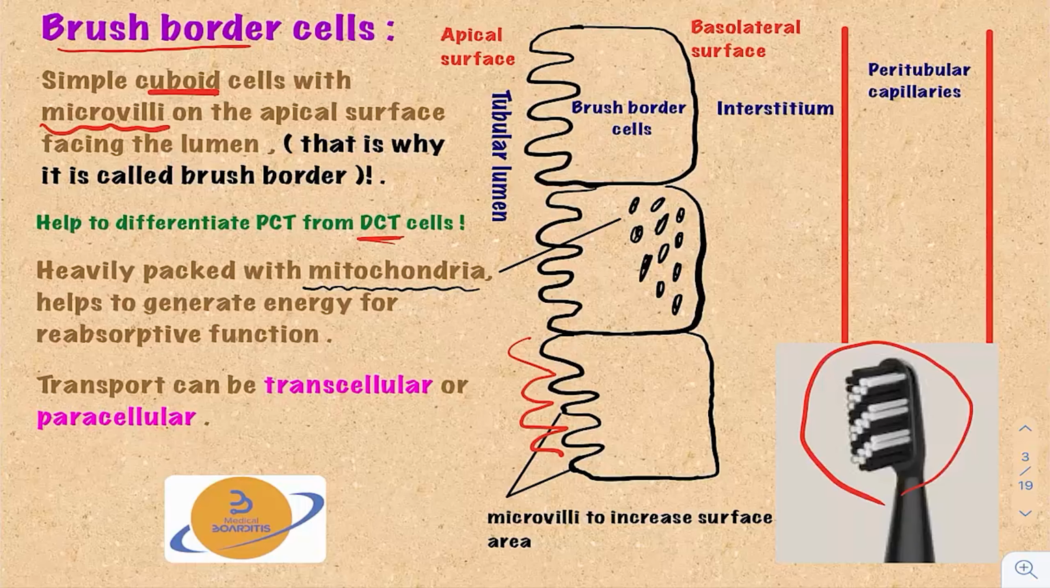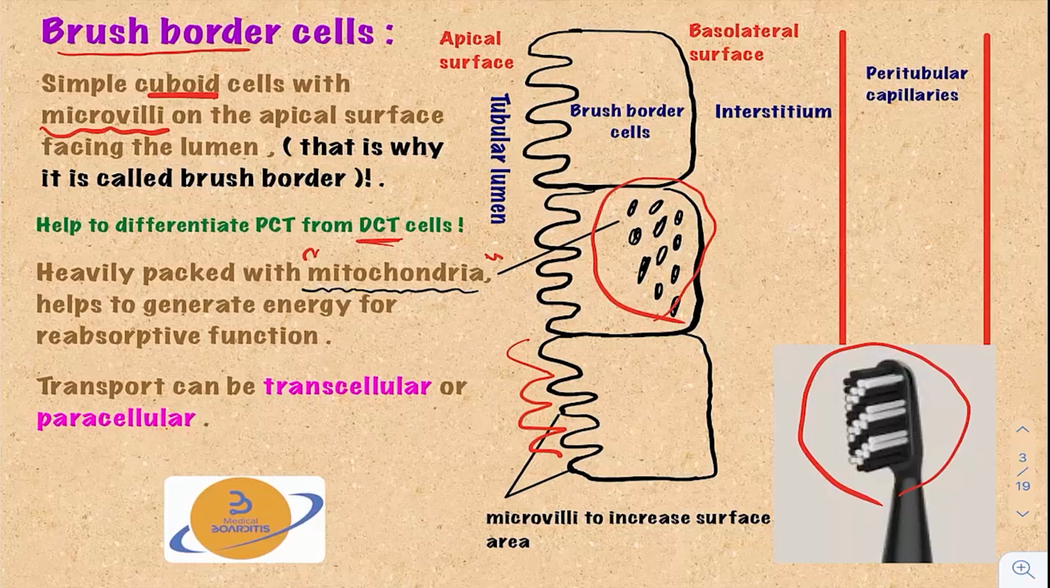These cells are heavily packed with mitochondria, and this is because this reabsorption requires a lot of active transport, and this active transport requires a lot of energy. So we need a lot of mitochondria for this reabsorptive function.